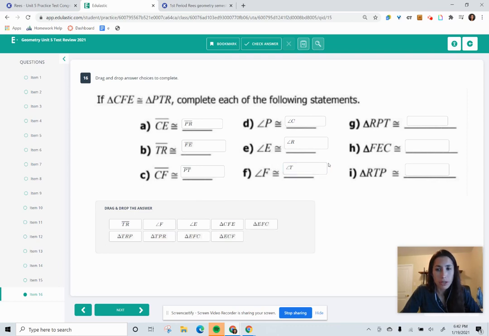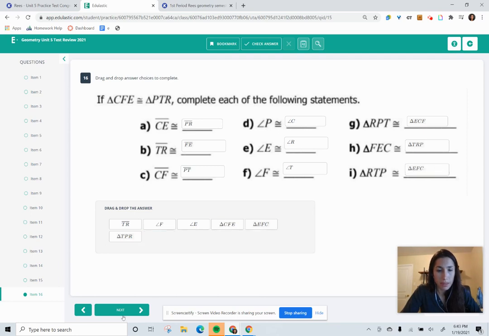And then with our triangle congruent statements, we have RPT, we said RPT, that would be ECF. So ECF, here we go. Match that up. FEC, that would be TRP. And then we've got RTP. RTP last second would be EFC. See, there we go.